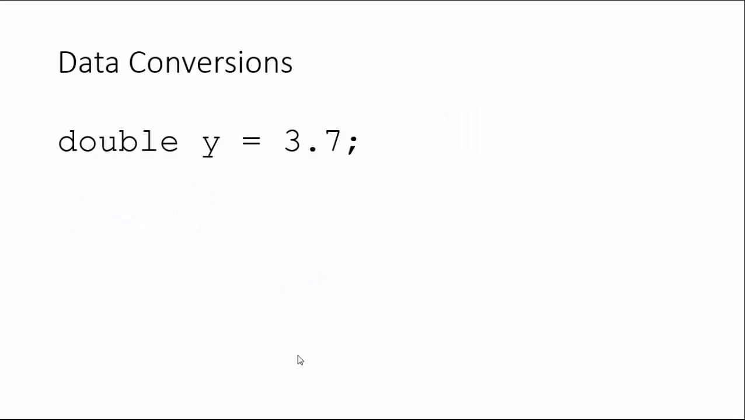In this example, y is created to hold double values. 3.7 is assigned to y. We can assign int values to double variables without casting the int to look like a double. This is called an assignment conversion. Java converts the int to a double before assigning it to the variable y. Let's look at casting in detail.